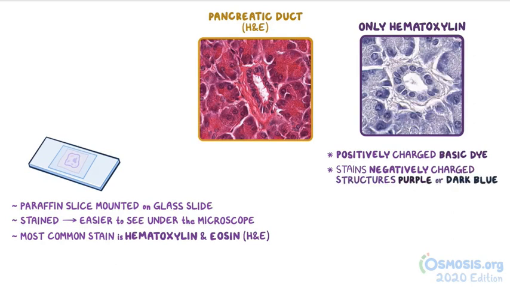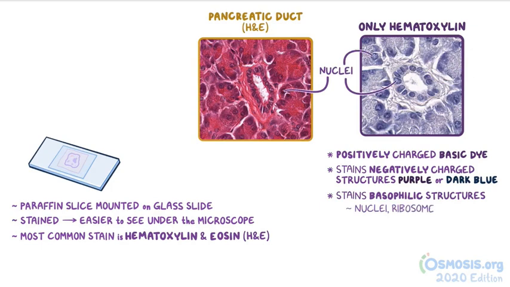Because of this characteristic, tissue components that strongly stain with basic dyes are often called basophilic structures. Nuclei, ribosomes, and rough endoplasmic reticulum are all basophilic structures because of the negatively charged DNA and RNA that they contain. The cartilage matrix is also a common basophilic structure as well.